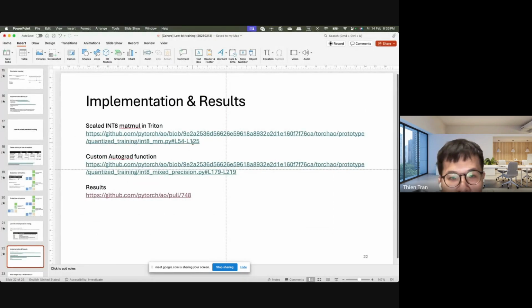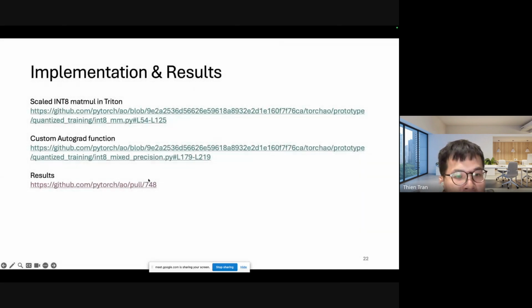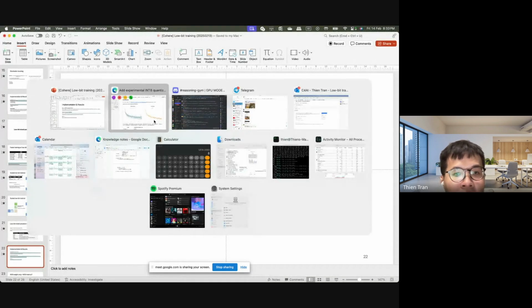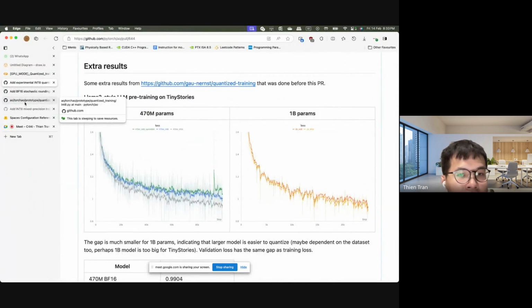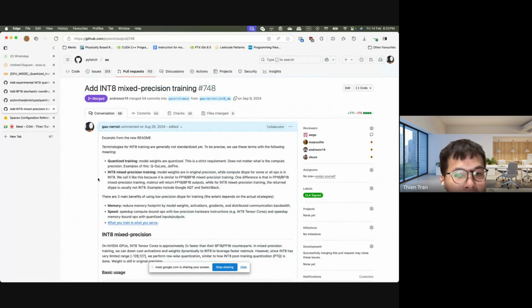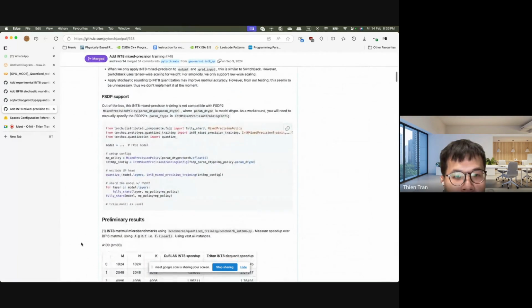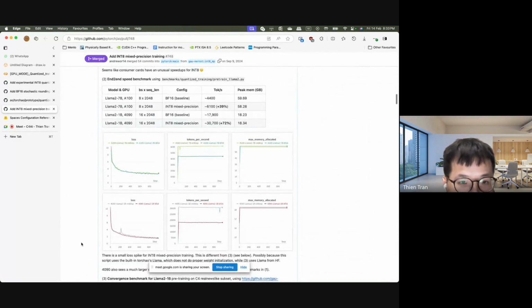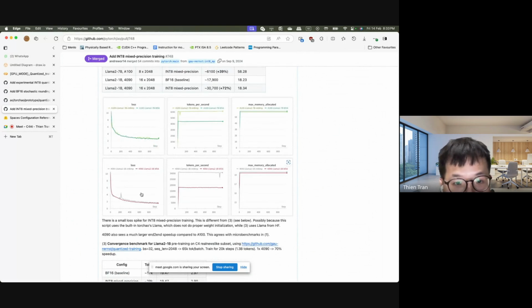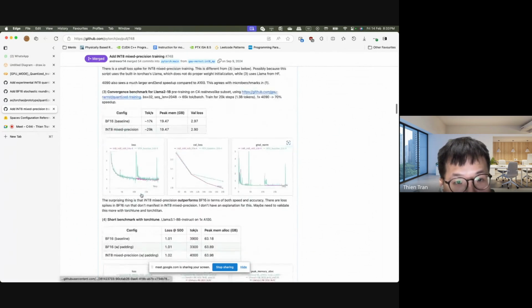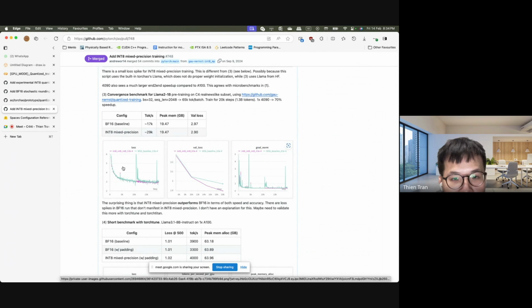So that's what I did here. I did some experiments before that, and let me go to this PR. I put that in torchao, so that's why it looks like this in the mixed precision training. Okay, let's go to the results. Is this the long training? Okay, so this one is the long training that I did.